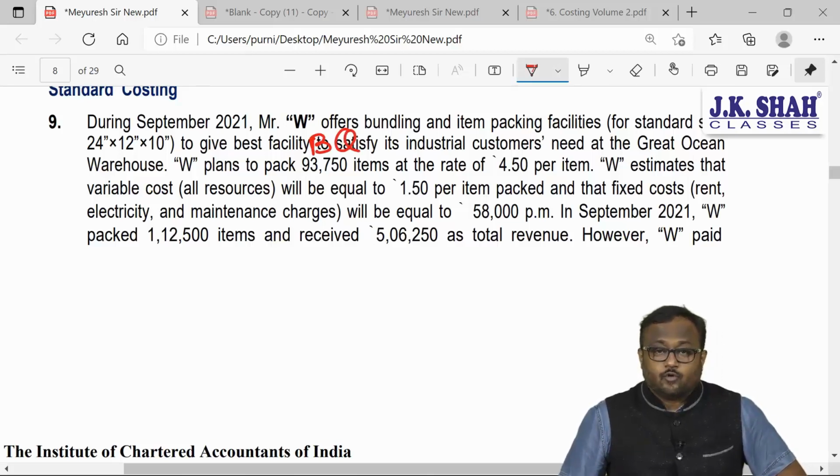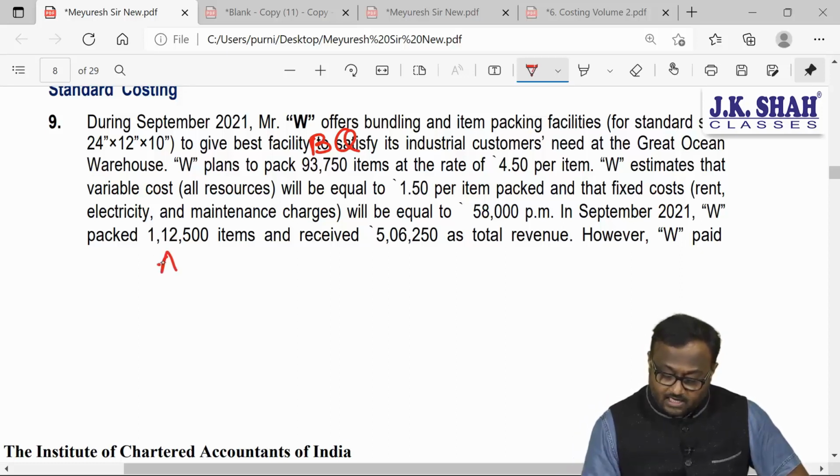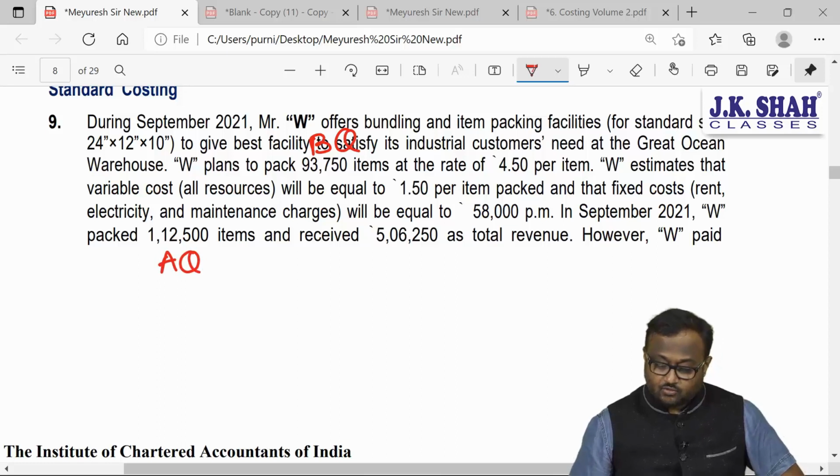I have a budgeted rate of 4.50. W estimates that variable cost will be equal to 1.5 per item packed and the fixed cost will be equal to 58,000 per month. In September 21, W packed 1,12,500 items. This is my actual quantity, and received 5,06,250 as total revenue.